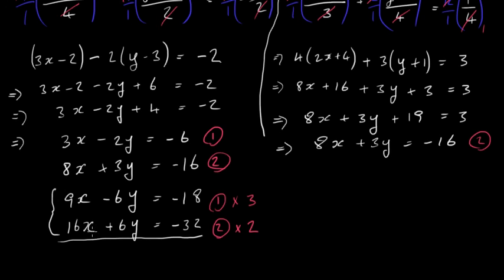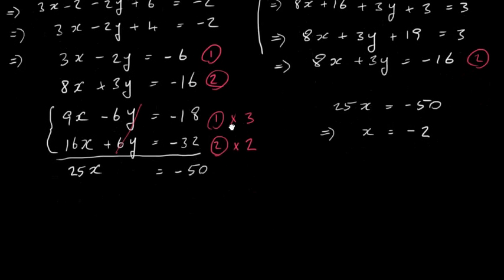Well, here I'll end up with 16x plus 9x. That gives me 25x. Here now I've got a plus 6y minus 6y. That's perfect. That's exactly what I wanted. I will get 0 here. No need to write in the 0. So on the right hand side then I end up with minus 18 minus 32. That gives me minus 50. So look what I've ended up with here. 25x is equal to minus 50. Divide both sides by 25. That gives me minus 2. So I now know that x is minus 2.